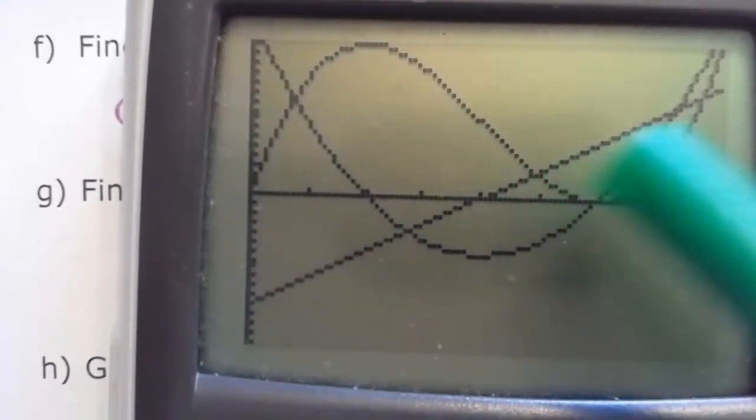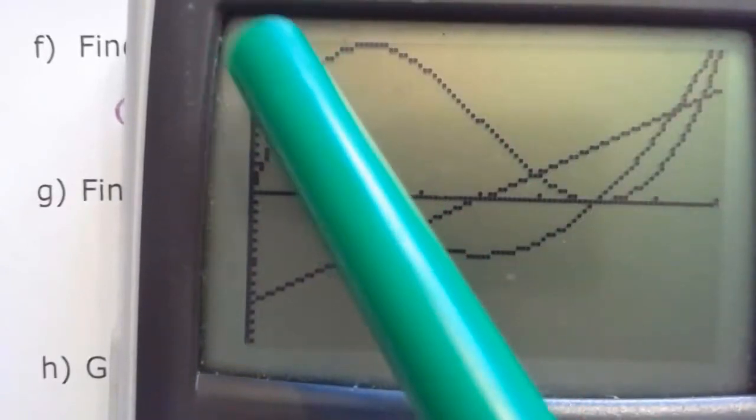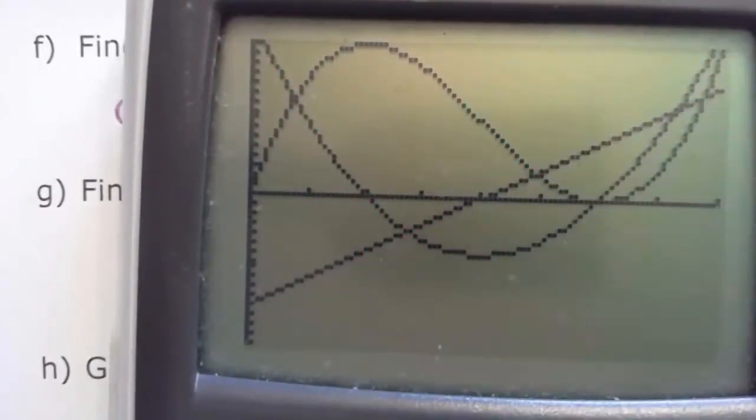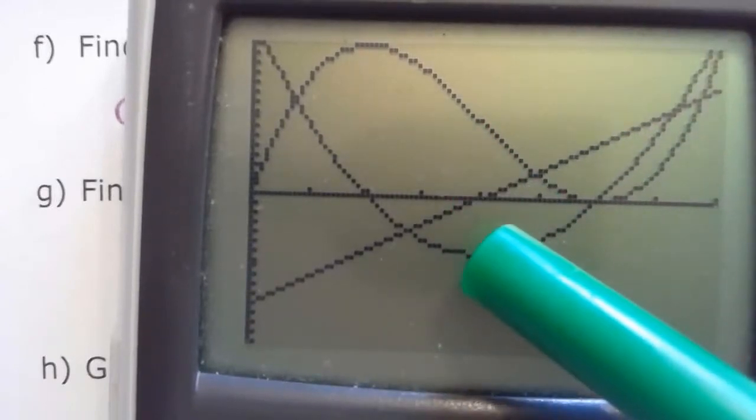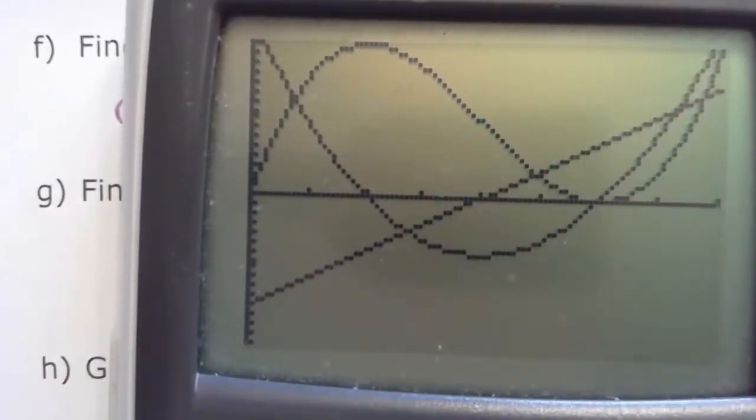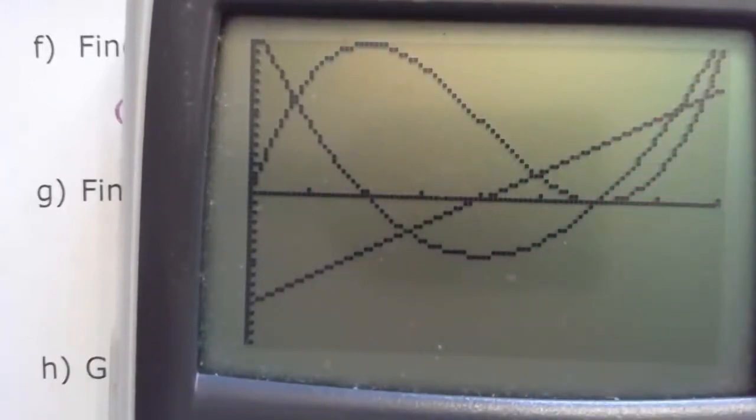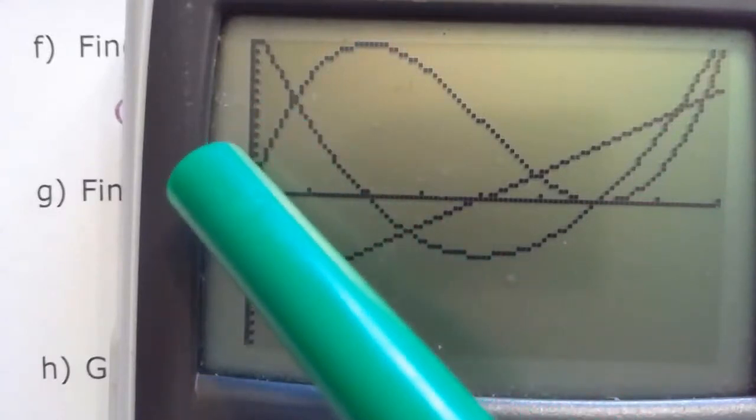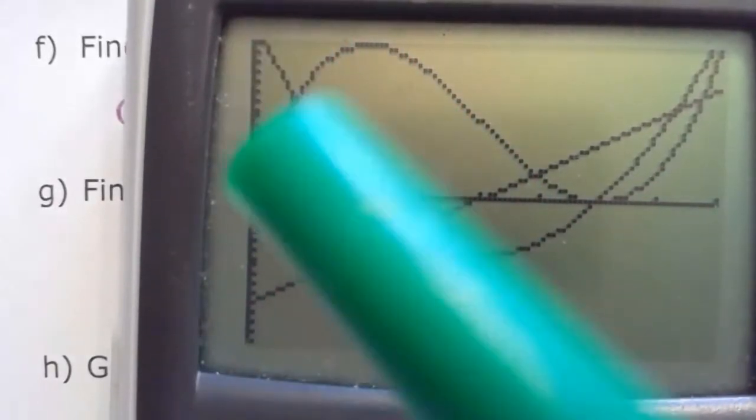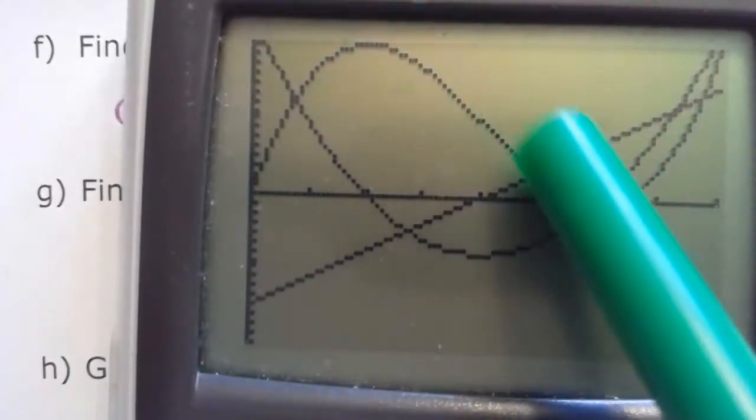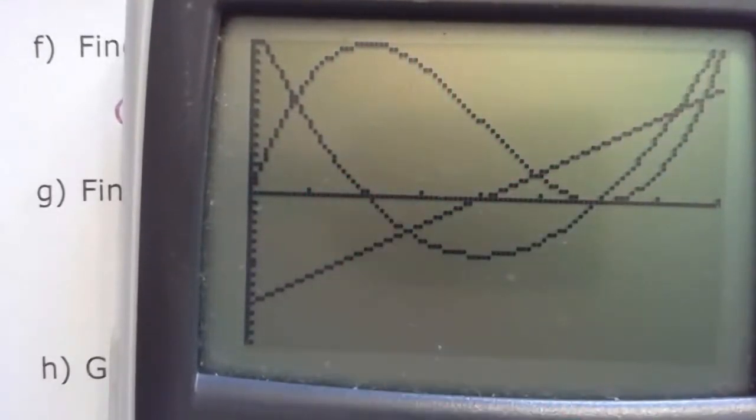So forwards, backwards, forwards. Here's the velocity. So we can see that the velocity is at its min when acceleration is at 0. Velocity is at 0 when position is at an extrema. When the position is forward, velocity is positive. When position is backward, velocity is negative. And position is forward when, once again, the velocity is positive.